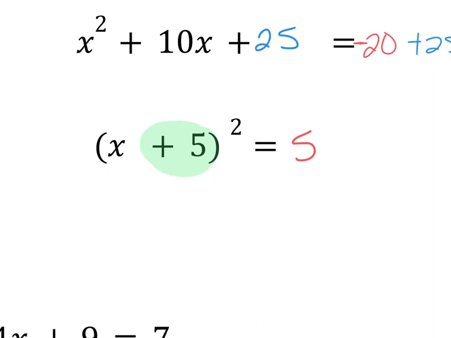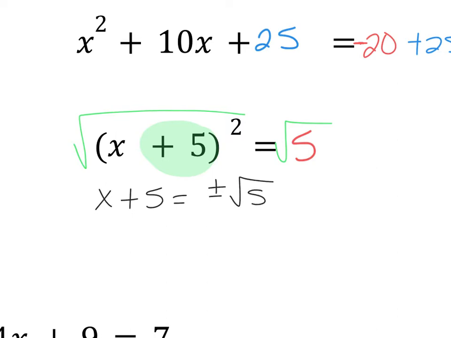Since the whole binomial right here is being raised to the second power, I have to take the square root of the whole thing, and what you do to one side you must do to the other. So this is going to be x plus 5 equals, can you simplify the square root of 5? I don't think so. Plus or minus the square root of 5. Let me go back, I went through that kind of fast. Anytime you take the square root of a square, the square root and the square cancel, and you're left with just what's inside, which is what I wrote there.